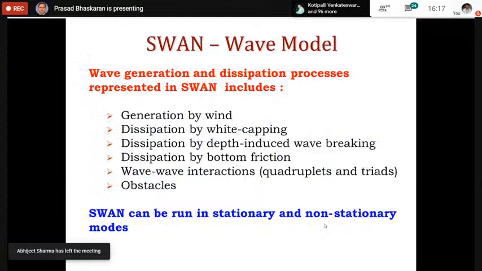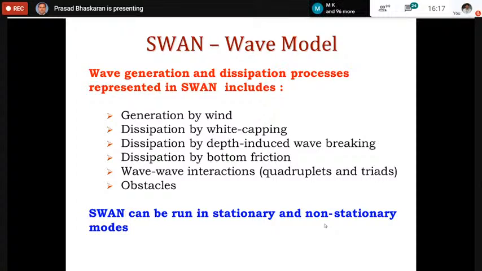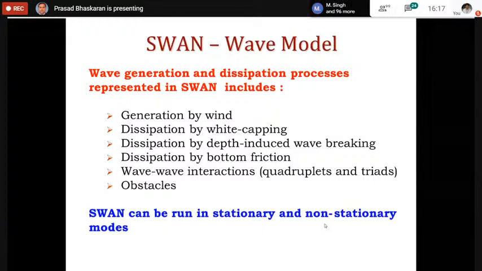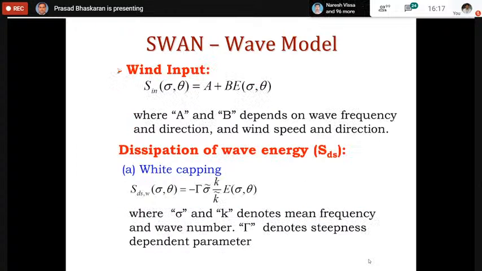The SWAN model can be run in both stationary mode and non-stationary mode. For a beginner, you can use the model in stationary mode. In stationary mode, you assume that the wind speed is constant, and you will get the maximum possible wave height in the particular region. Non-stationary means your wind field is dynamically changing with time. So you can use SWAN in both options.